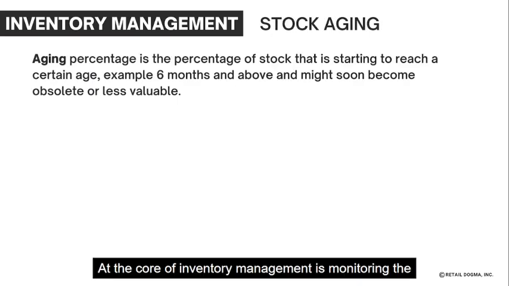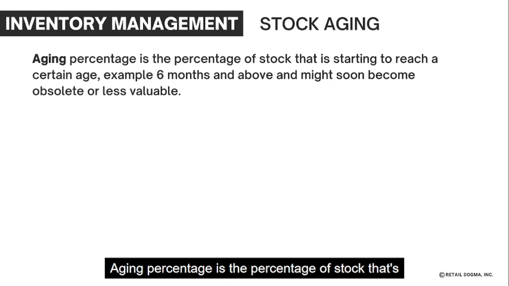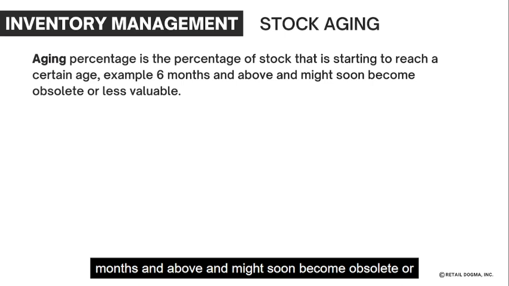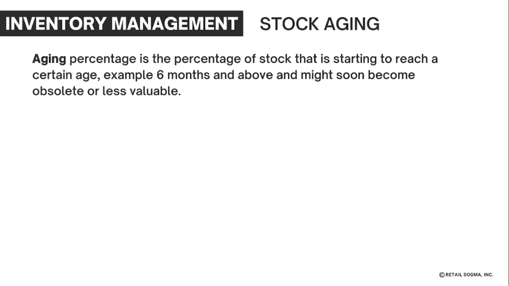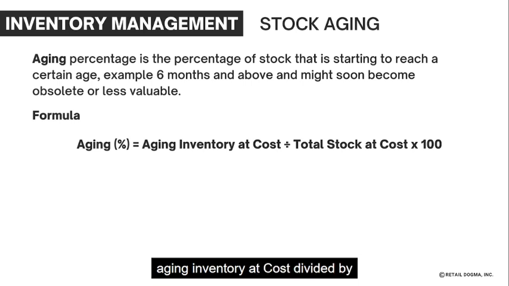At the core of inventory management is monitoring the aging percentage of the merchandise on hand. Aging percentage is the percentage of stock that's starting to reach a certain age, for example, 6 months and above, and might soon become obsolete or less valuable. The formula for aging inventory is aging percentage equals aging inventory at cost divided by total stock at cost times 100.